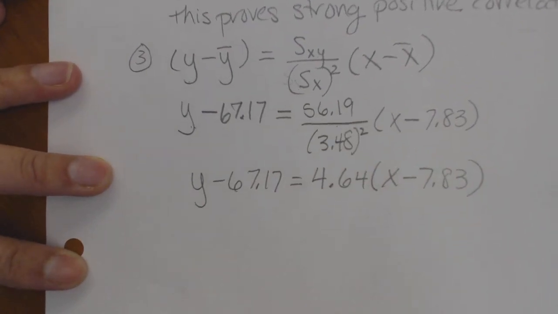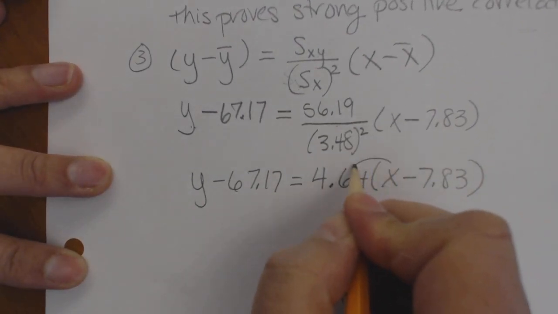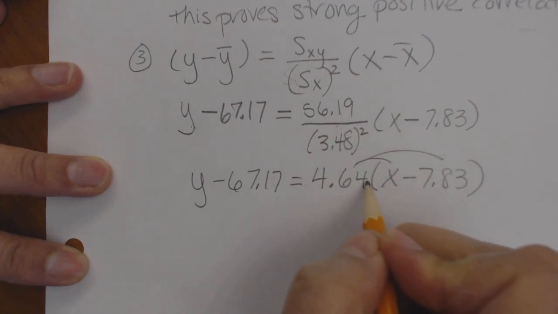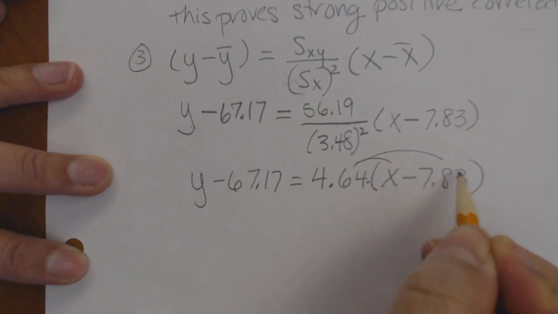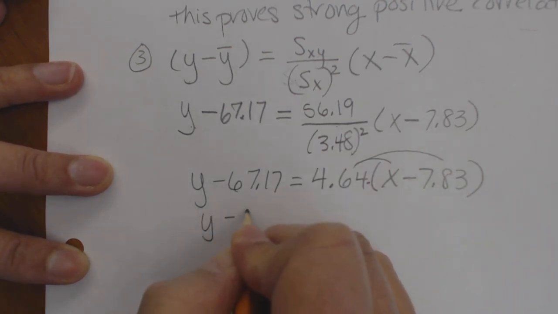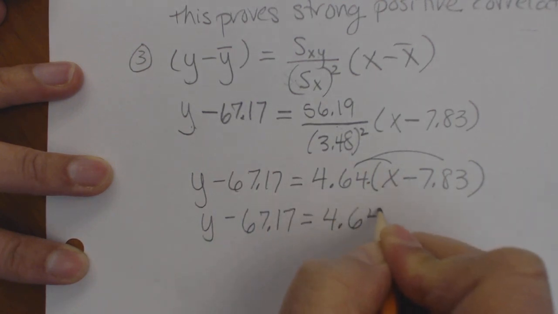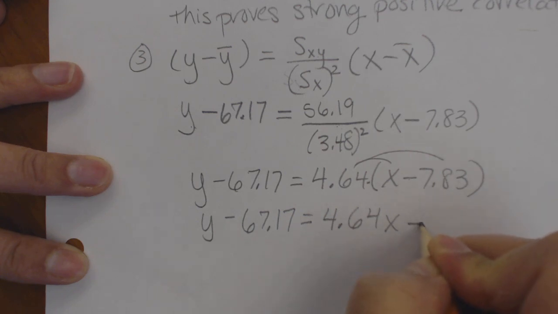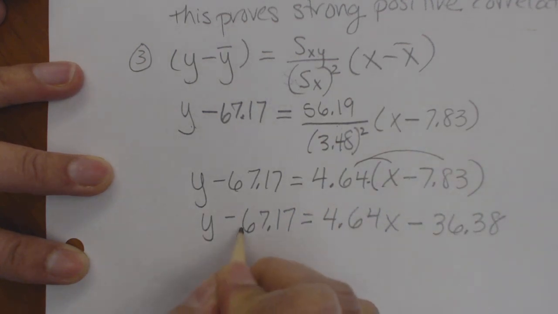We have to now break out our algebra 1 hats. We're going to need to distribute this, meaning we need to get rid of the parentheses, and how we do that is we multiply the 4.64 by both what's inside the parentheses, x, and that minus 7.83. So y minus 67.17 equals 4.64x minus 36.38.